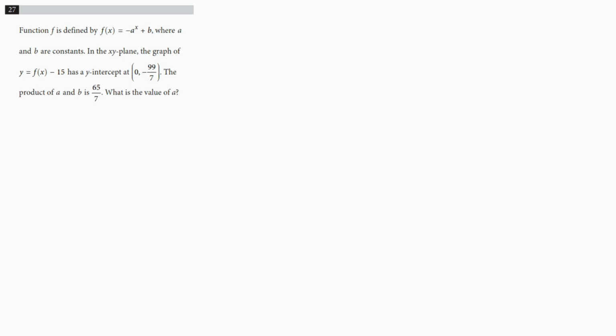Alright guys, so this is problem number 27. As you guys probably know, number 27 is usually the hardest problem of that section. They always go easy to hard, so remember that. So now we have this problem. This is a constants problem.